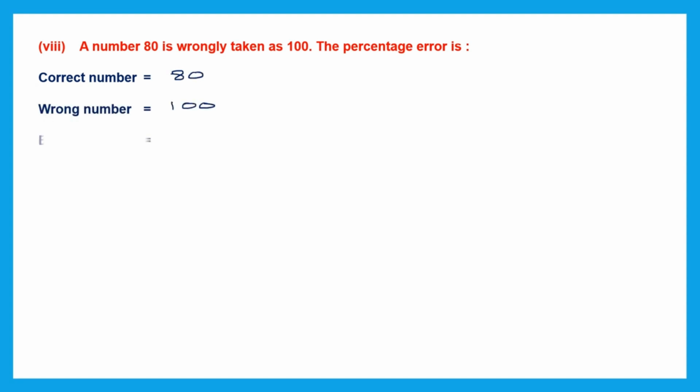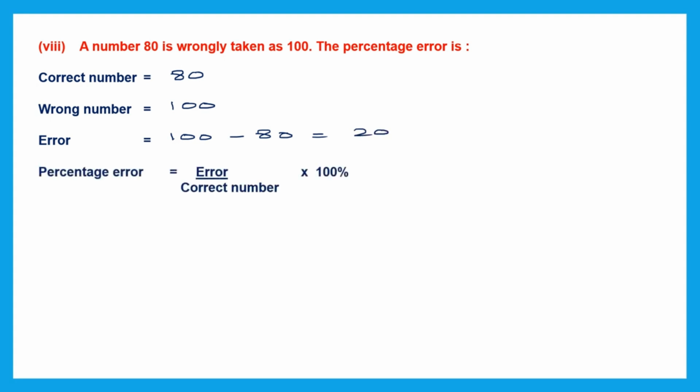So there is a small error. And what is that error? The error will be 100 minus 80, which is 20. So now the percentage error is error by the correct number into 100. So what is the error? Error is 20. What is the correct number? 80. Now we multiply by 100%.